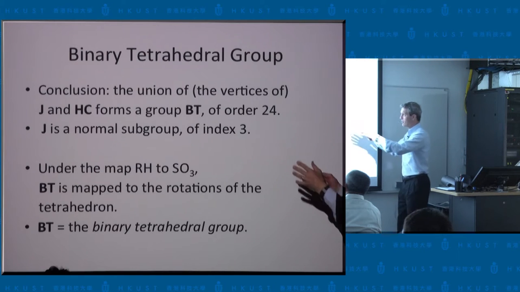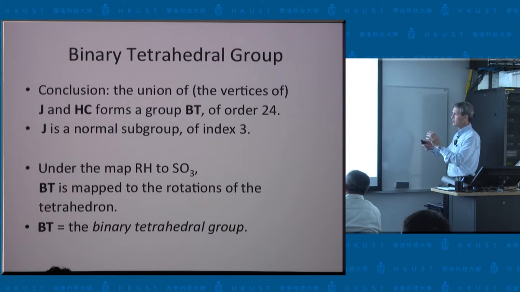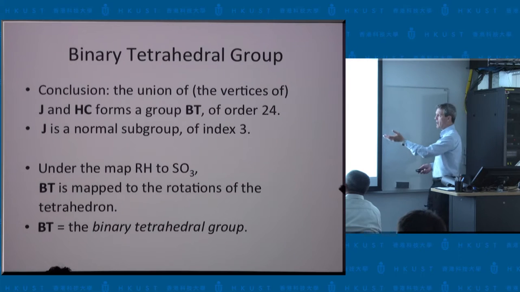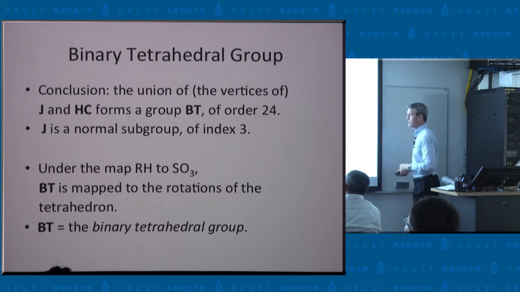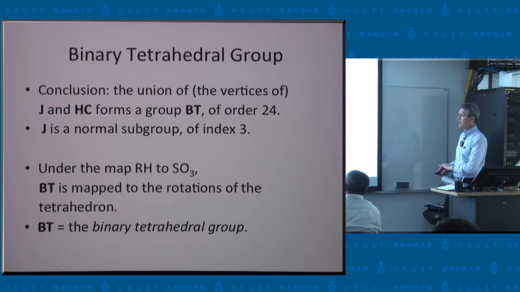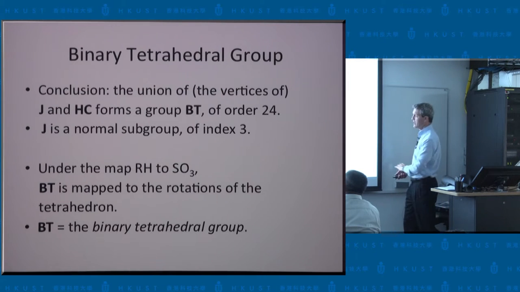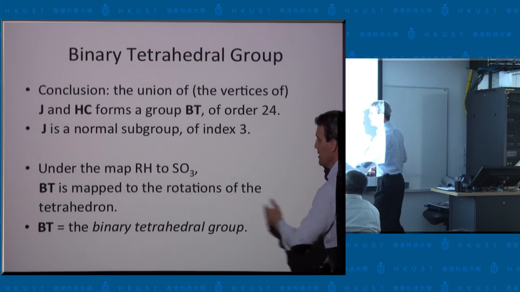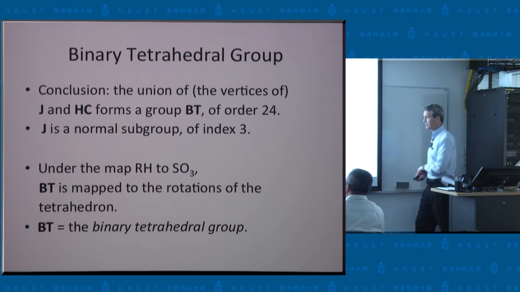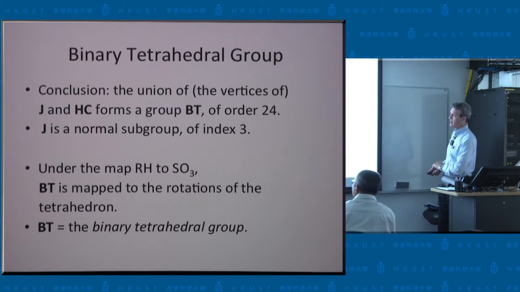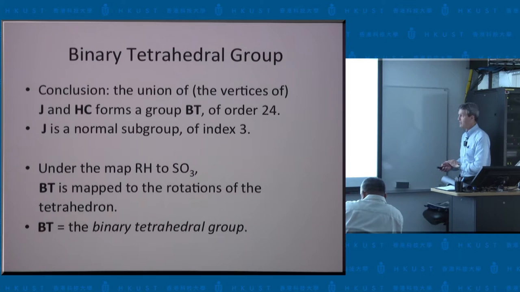If you take that group BT and you map it by the conjugation mapping to SO3, you'll get exactly the rotations of the tetrahedron, and since that mapping is 2-1, this is called the binary tetrahedral group. So that's the meaning of the BT.